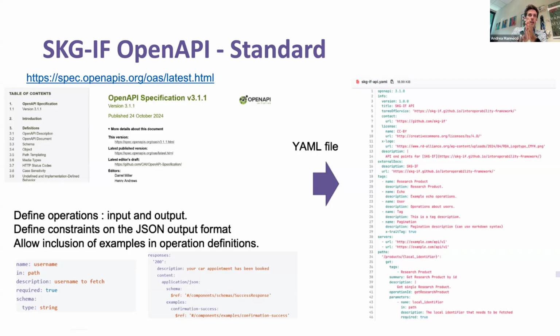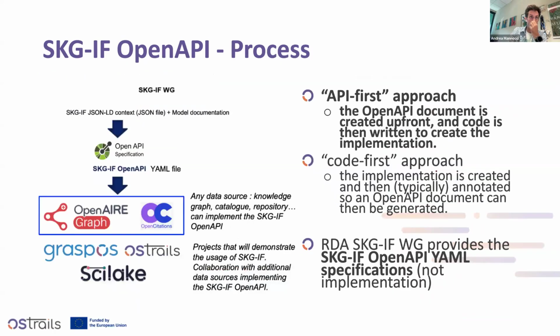And so in this sense, the YAML file is like a contract that you should follow in order to implement SKG-IF compliant APIs. If you are familiar with API development, usually what developers do is a code first approach. So first a developer would write the code implementing the endpoints and the message format to be exchanged, and then, with annotations on the code, the tool would extract the YAML specification out of it.